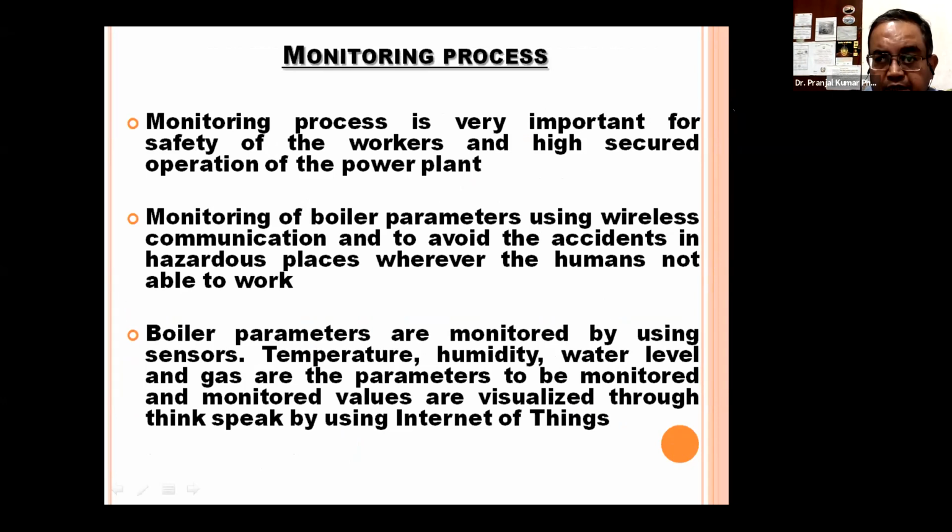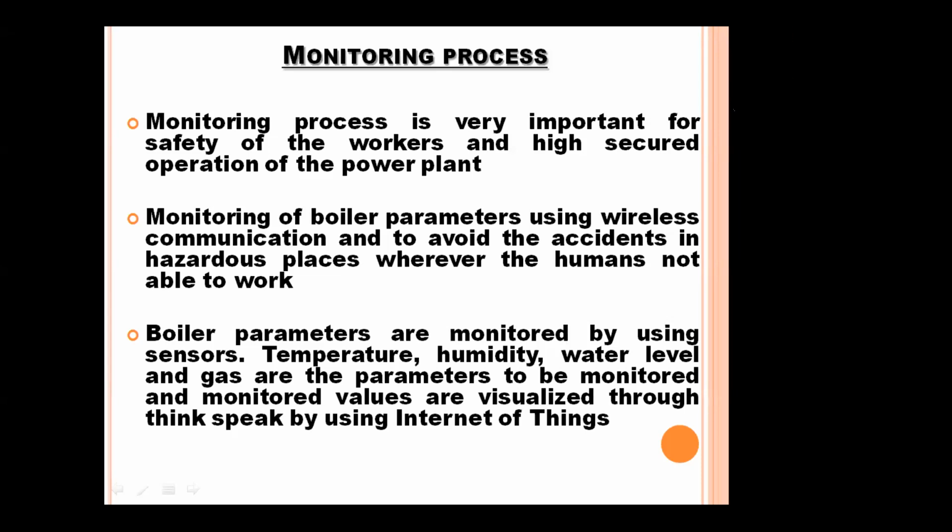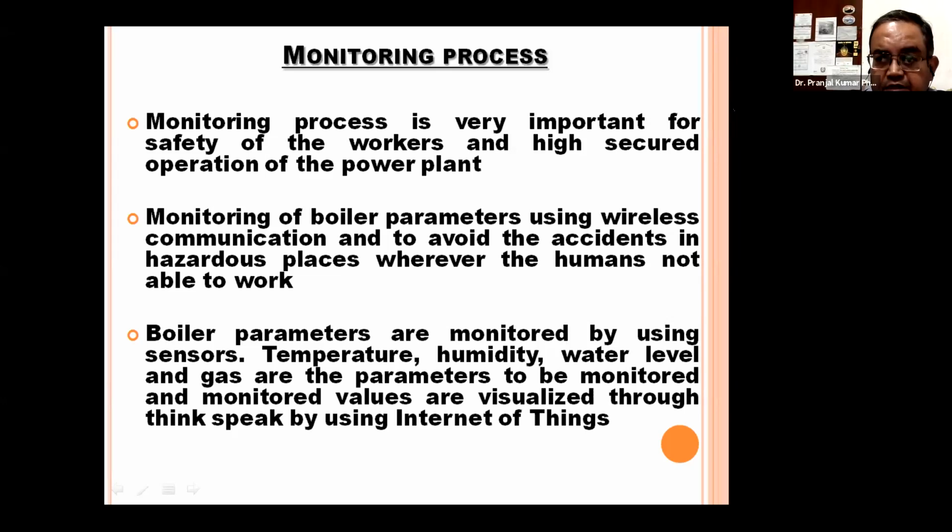So further to that, if we go for the monitoring process, how we can monitor, it is very important because the safety of workers and highly secure operation of the plant is ensured. The boiler parameters we can monitor using wireless communications to avoid accidents, and boiler parameters are monitored by using sensors like temperature sensors, humidity sensors, water level sensors, gas sensors. These are monitored based on some of the parameterized factors.